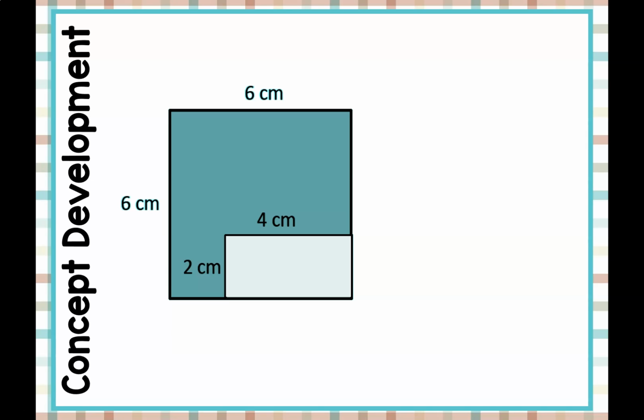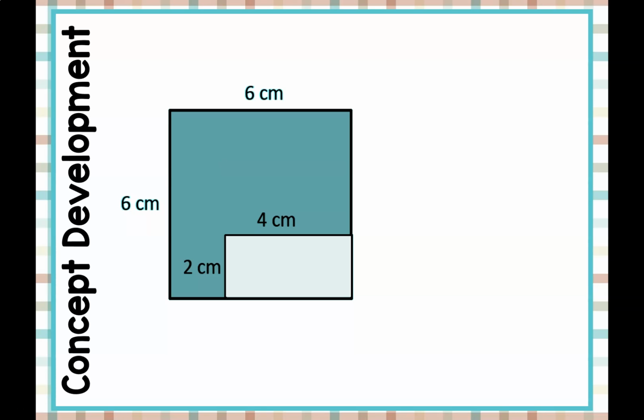Okay, now let's look at another one. This one's different. What we need to do here is find out the area of this part of the shape, that darker greenish blue part. We can use the 6 and the 6 to find out what the area is for the whole shape. And then we can also use the 4 and the 2 to find out what the area of the smaller rectangle is. But we don't have any information yet to find out what the area of that darker shape would be.